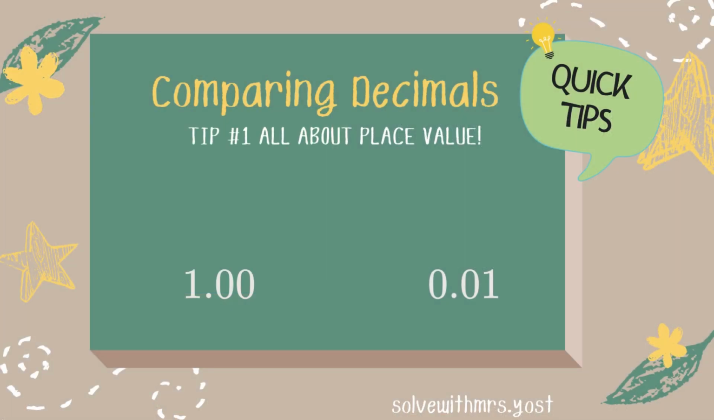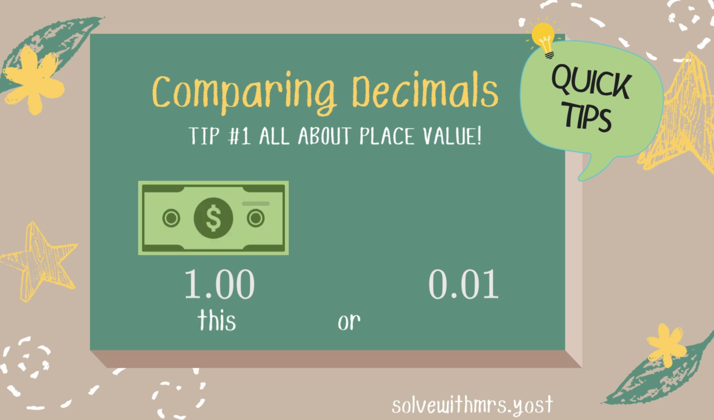Both of these numbers have 2 zeros and a 1, but their value is very different. Would you rather have $1 or 1 penny? That's right, you'd rather have $1. The position of the number is its place value, and it changes what the number is worth.